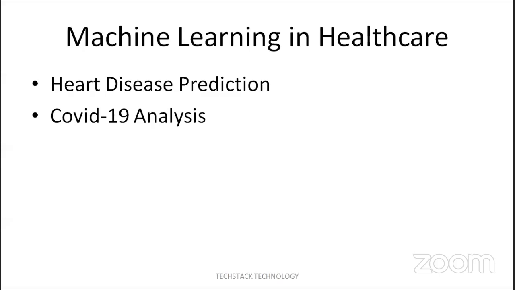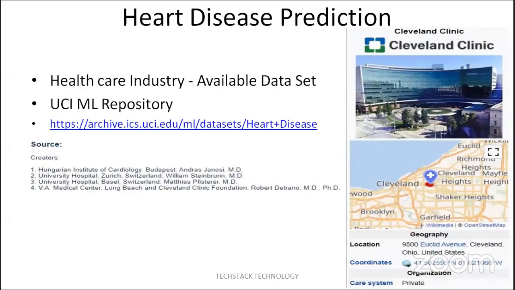So I'm going to discuss two things here. Heart disease prediction is one thing. Another thing is COVID-19 analysis. Okay. So I have two data sets. These two data sets are available publicly. Kaggle, the website, has these two data sets. Okay. I'll tell you that.